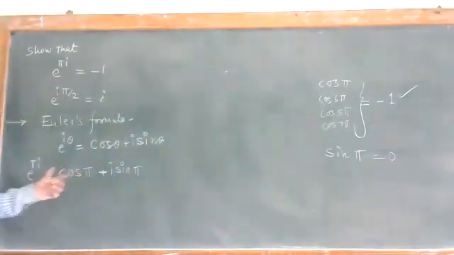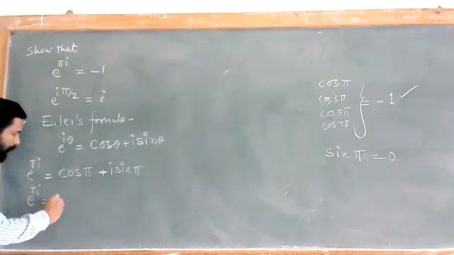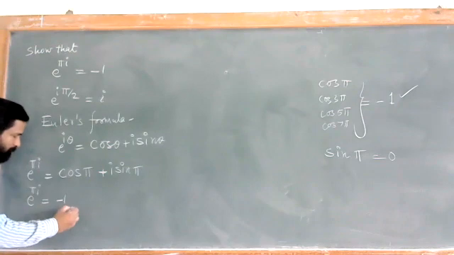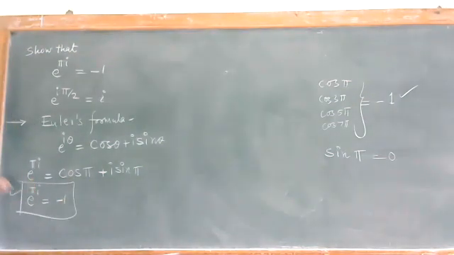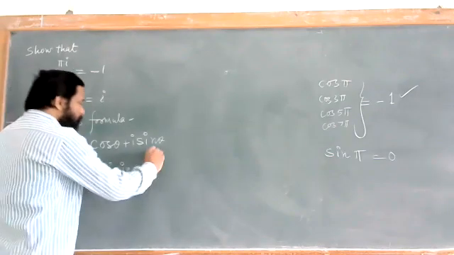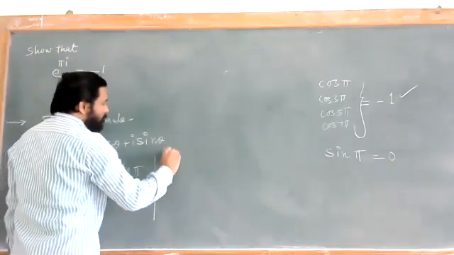You can write it here, that is this e raised to pi I is equal to cos of pi, which is -1, plus 0. So आपल्याला हेच दाखवायचं आहे की e raised to pi I ची व्हॅल्यू किती येते? -1 येते. Now on the same basis, you just see this second one, e raised to I times pi by 2.